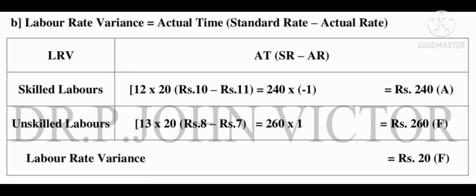Then for labor rate variance, the total value is 240 adverse for skilled labors, 260 favor for unskilled labors. So that means the favor value is higher. So the value is 20, that is after deducting. The 20 is a favor. The labor rate variance comes as a favor value. Okay.